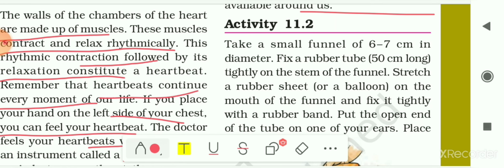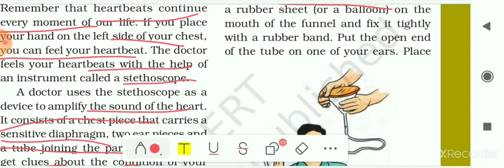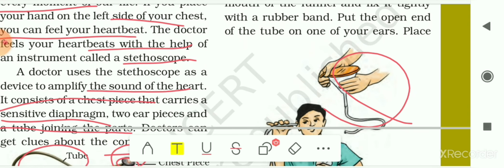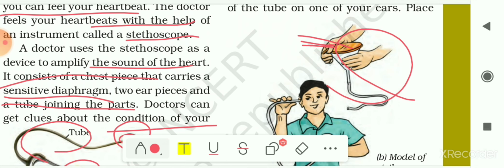For that, take a small funnel of approximately 6 to 7 centimeter diameter, and then fix a rubber tube around 50 centimeter long tightly on the stem of the funnel. Here in the picture it is shown to you like this. Then stretch a rubber sheet, or here you can also use a balloon, this orange one, that is the rubber sheet. Then you have to fix that on the mouth of the funnel.